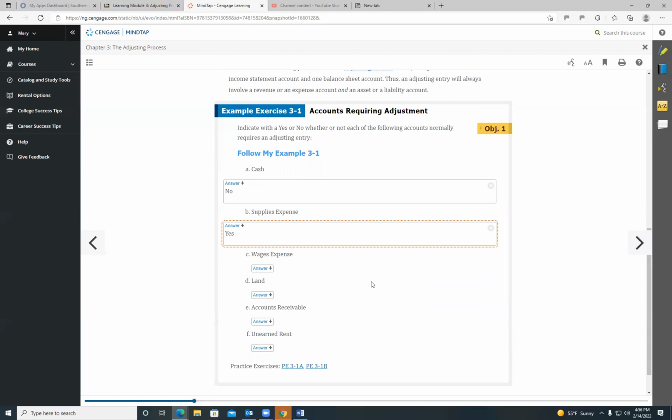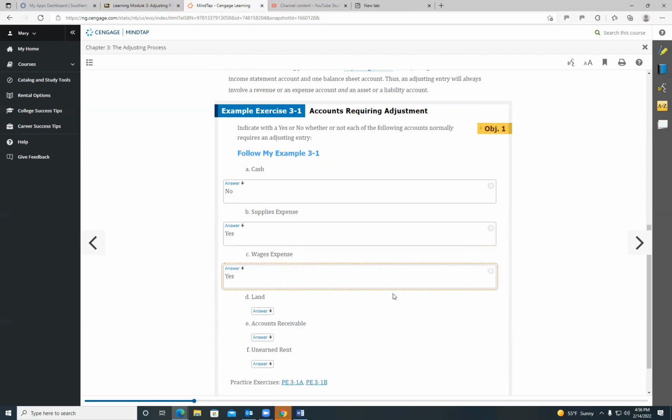Wages expense. Why would wages expense possibly be an adjusting entry? Well, sometimes your accounting period may end before the pay period does. So if you're paid at the end of every single week, so Friday is your payday, but the accounting period ended on a Wednesday, you may have to do an adjusting entry to record the wages expense incurred in the first half of that week to make sure it's recorded in the accounting period that it occurred. So the answer to C would be yes. And we will definitely show more examples of that later in the chapter.